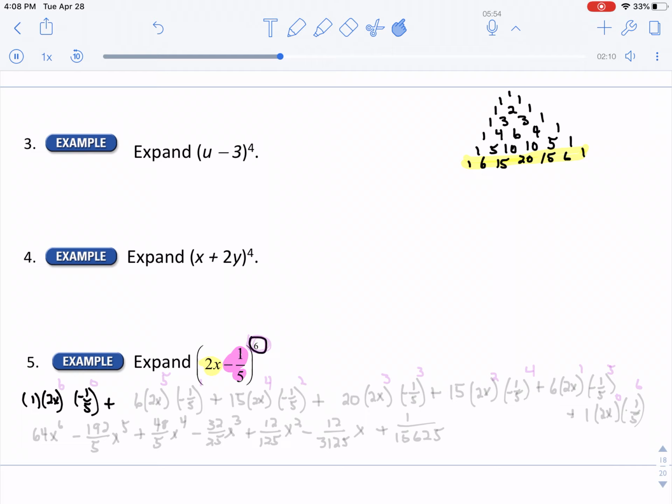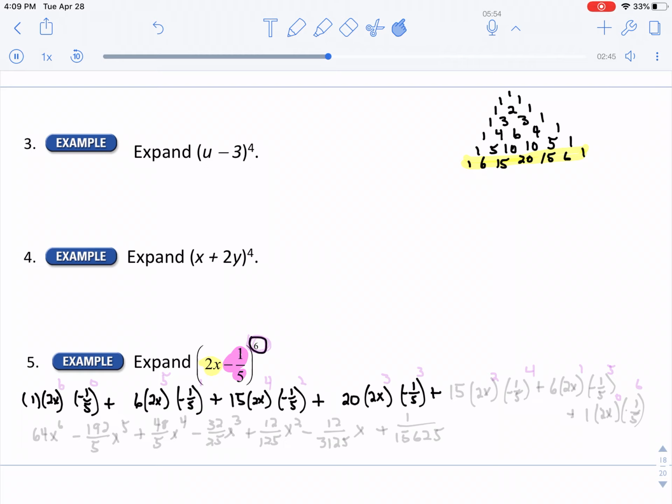Then we're going to put plus. Now we go back to our triangle and pick up the second number, which is a 6. And then we put our first term, which is 2x, and then our second term, which is a negative 1/5. And then plus, we pick up our third number on Pascal's triangle, which is a 15, and then times 2x times a negative 1/5. And then we put plus. And we pick up the next number, which is a 20, times 2x times a negative 1/5.